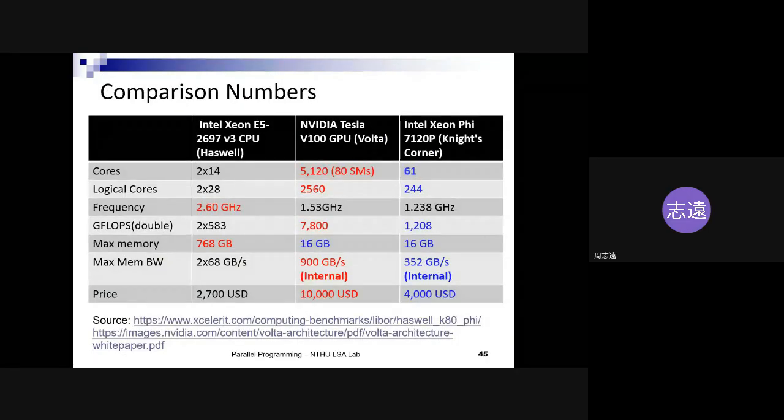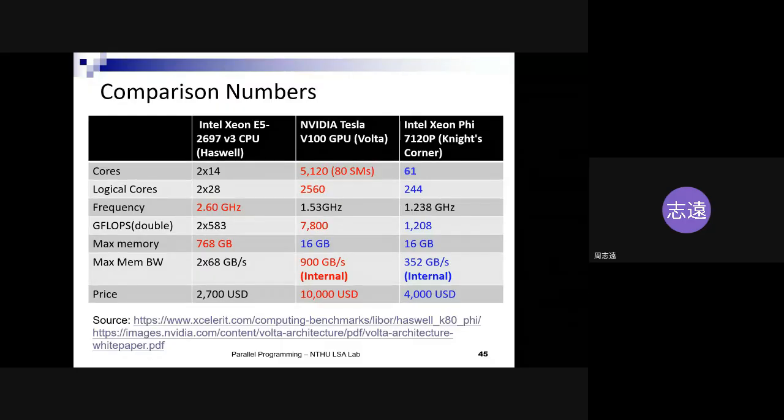Here are some numbers, and you can just look at them. The most important number is definitely the GFLOPS. You can see the Tesla V100 is about 10 times faster. Actually, V100 is not even the latest model, so the latest model will be even much faster than the CPU. The reason, of course, is that it has a lot more cores than CPU, although it operates at a much lower frequency.